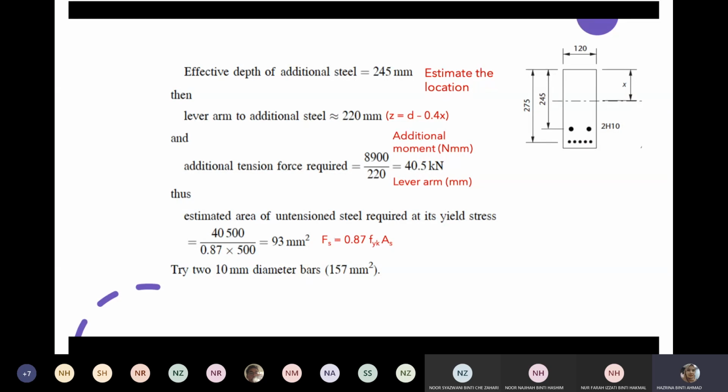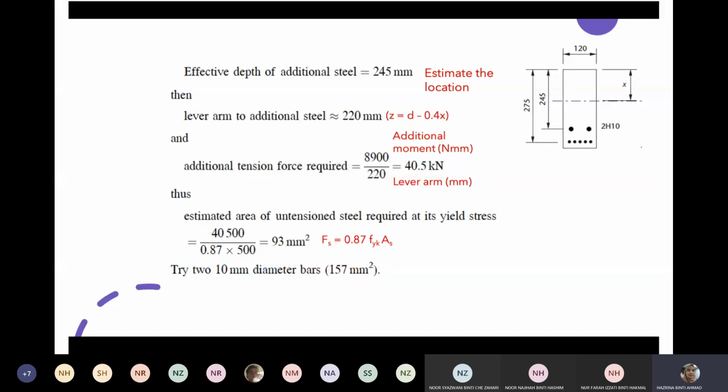So as for this example, we estimate the effective depth of the additional steel to be 245 from the top of our beam. We are expecting that we are going to put the reinforcements here. Therefore, we can calculate the lever arm to the additional steel using this equation, d minus 0.4x, and we get approximately 220 for the z value.